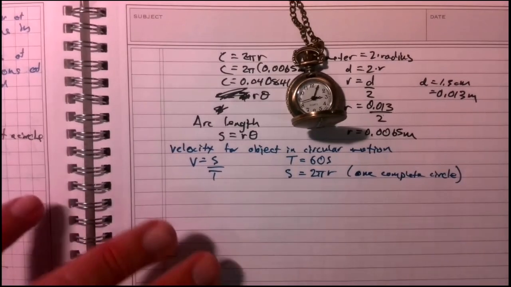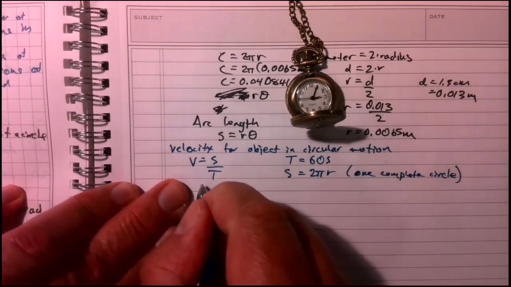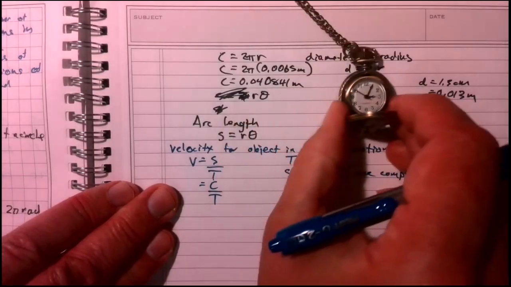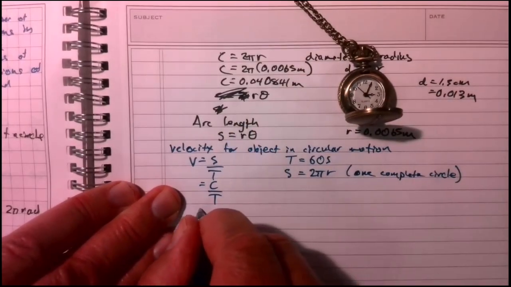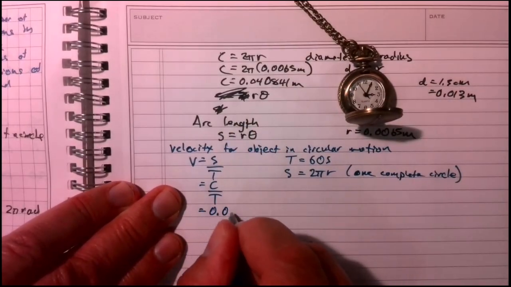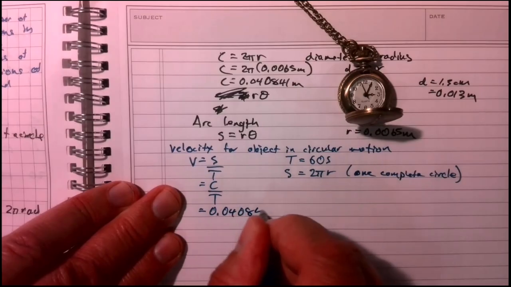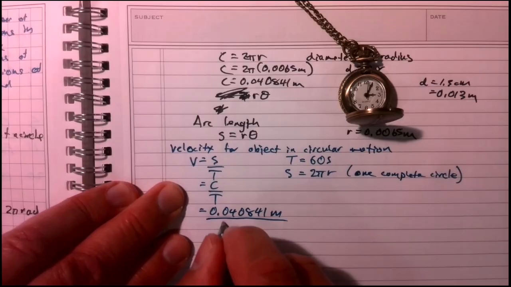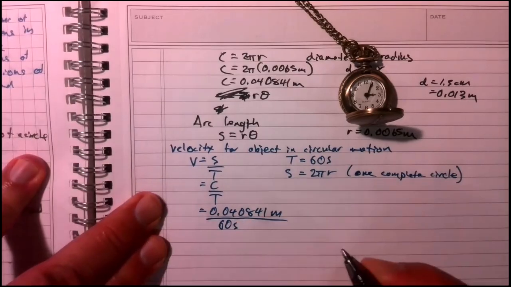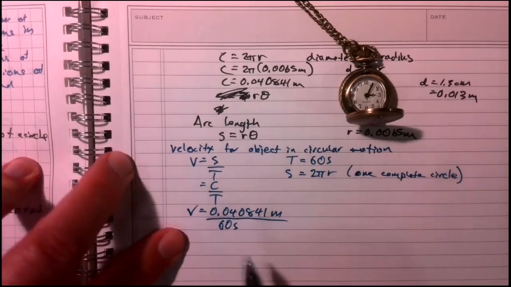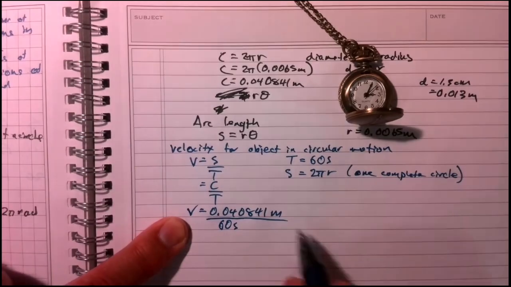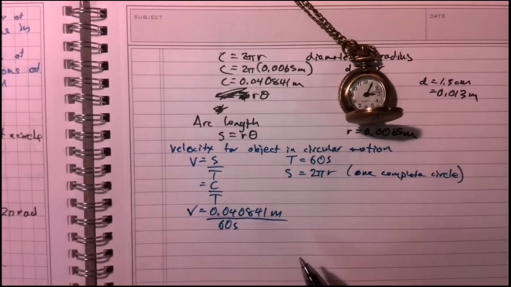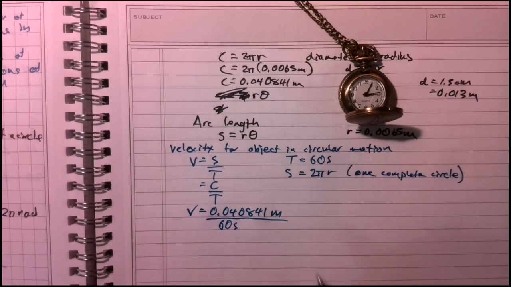So we've got 2 pi r there. Now we can plug in all of our numbers. So this really becomes c over t. We already calculated c up here, so I'm just going to put that in up there. That's going to be 0.0400841 meters divided by 60 seconds. This is going to be our velocity in meters per second. So we know that our units are in meters per second.